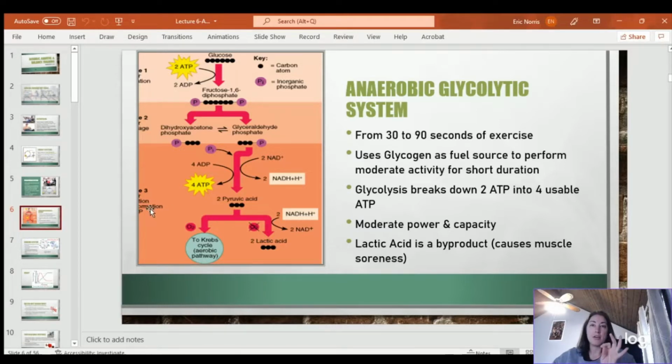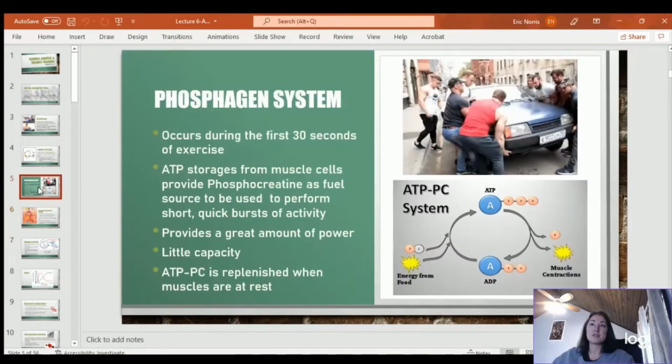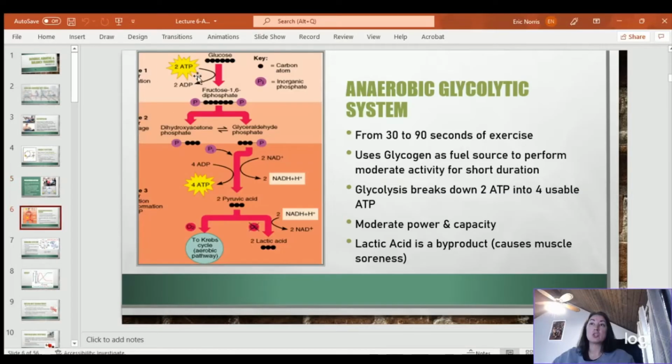The phosphagen system breaks down 2 ATP to 2 ADP. And then the anaerobic glycolytic system picks up and is able to use 2 ATP to create 4 ADP. It has moderate power and moderate capacity, only up to about a minute and a half. The lactic acid is the byproduct of this system, and of course lactic acid building up in the muscles will cause muscle soreness.